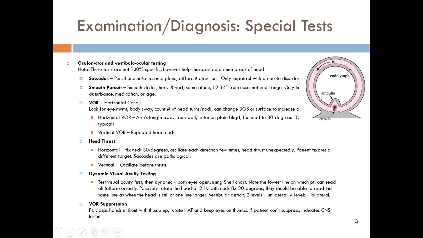So now we're looking at special testing a little bit. We'll start off with saccades, as I mentioned earlier. These tests are not 100% specific, however, they'll help us to determine areas of need. The pencil and the nose are in the same plane. What does that mean? Essentially, you hold the pencil out at arm's length away from the patient, and you move the pencil in different directions. You're not rotating the pencil at all, not moving it in a circular manner. You essentially just want to move the pencil either horizontally or vertically, and you want to check that saccades are properly occurring with this patient. If you move the pencil faster than they're able to pursue, then you actually see the patient's eyes jump in space.